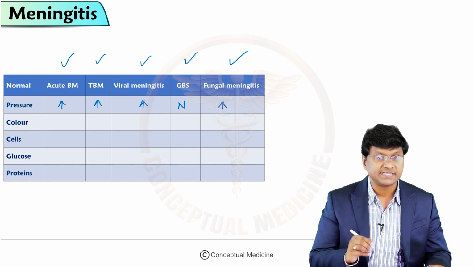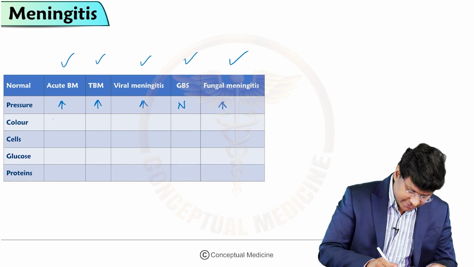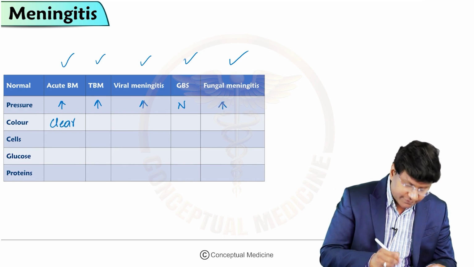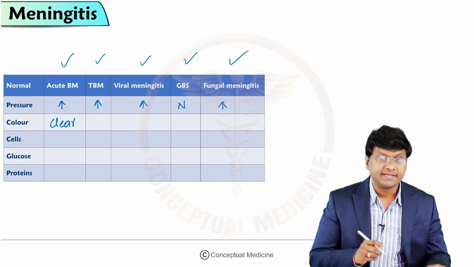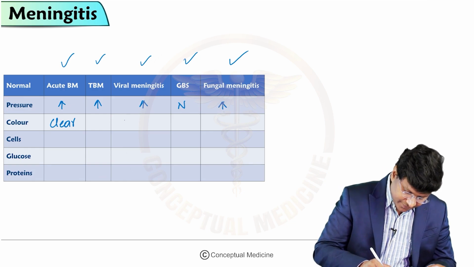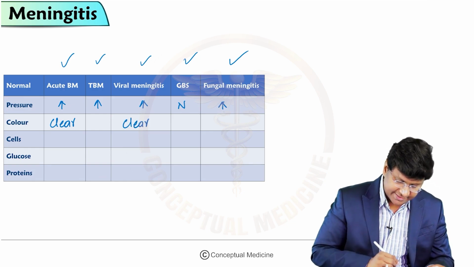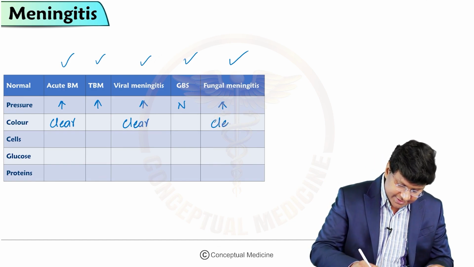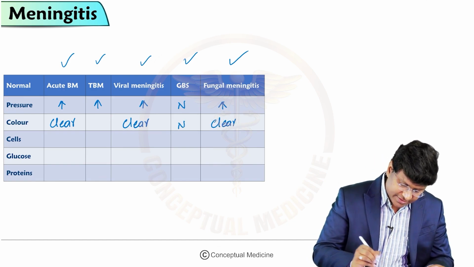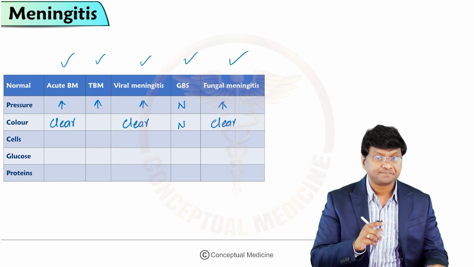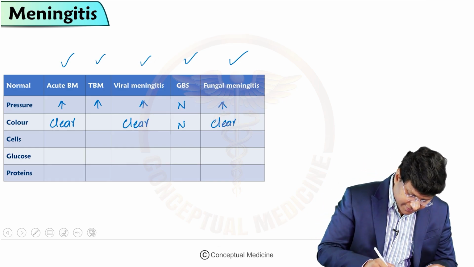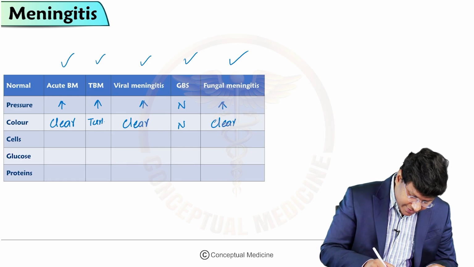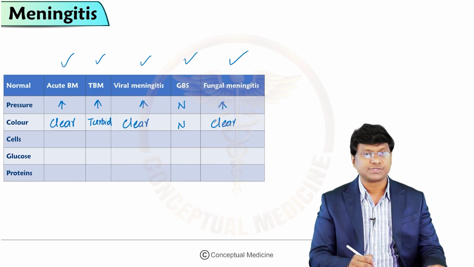And you take the CSF color. The CSF color, it will be clear in case of the bacterial meningitis and the CSF color is also clear even in case of the viral meningitis and CSF color is also clear in case of the fungal meningitis. And in Guillain-Barré syndrome, it is a normal CSF color. But in case of tubercular meningitis, it will be turbid in appearance.